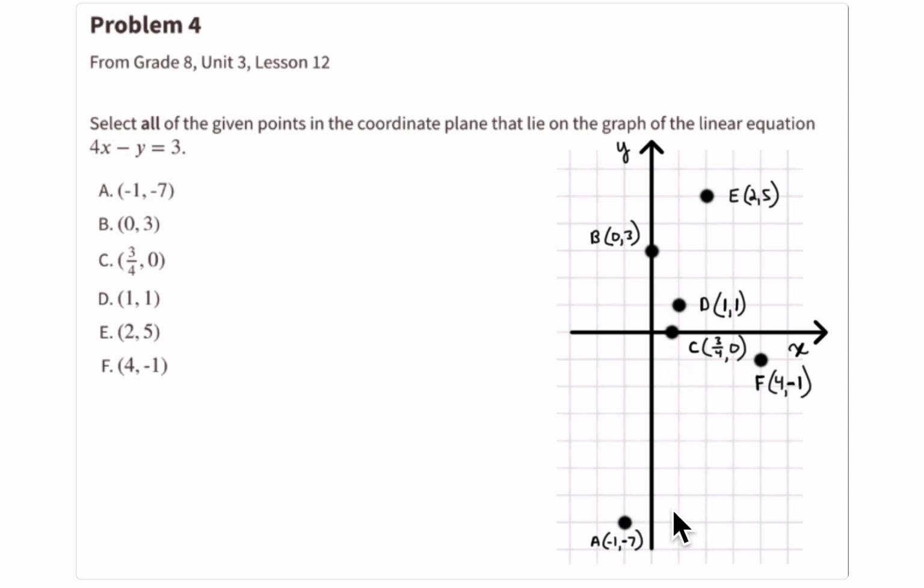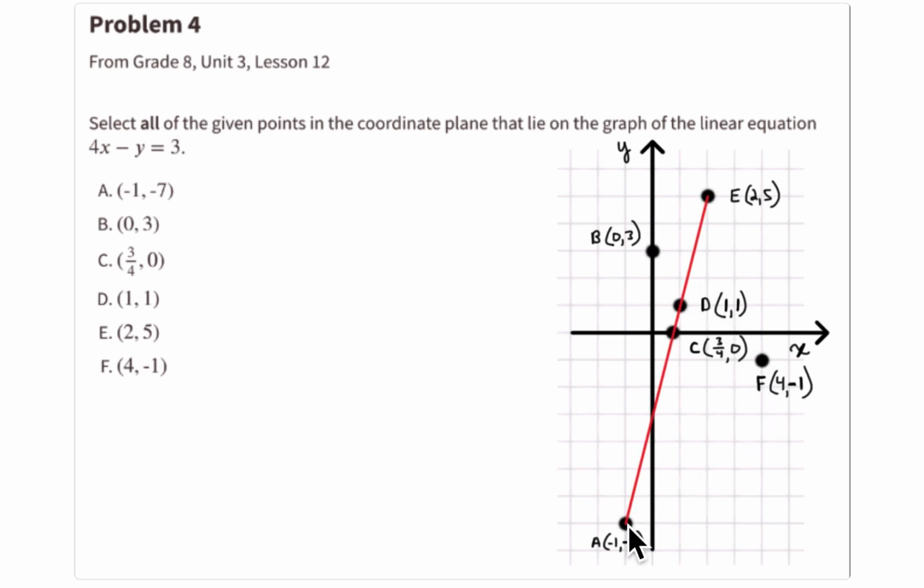Then I'm going to look to see which of these points fall on a straight line. Now you can draw a straight line between any 2 points, but is there a line that you can draw through more than 2 of the points? And in fact there is. This line you can draw through 4 of the points.